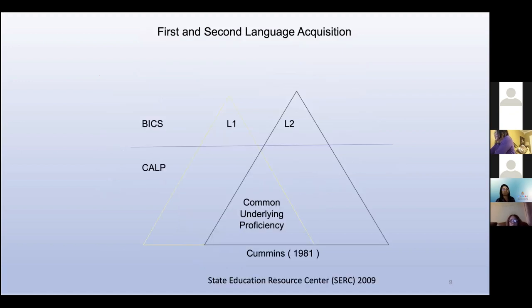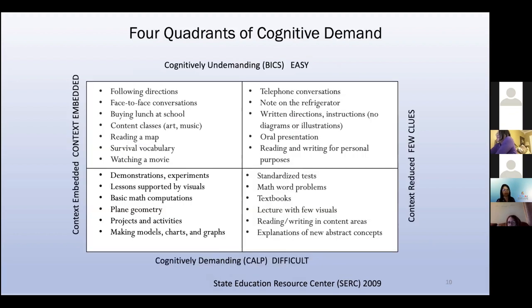But that first and second language do share common underlying proficiency, and how much they share will depend on the orthography. It will depend on whether, say, they are Romance languages, like English and Spanish, which come from the same root. So they're called Romance. So it will depend on a lot of things. We will talk a little bit about that, okay?